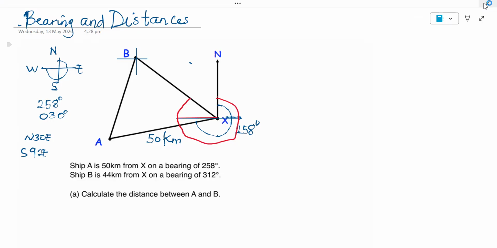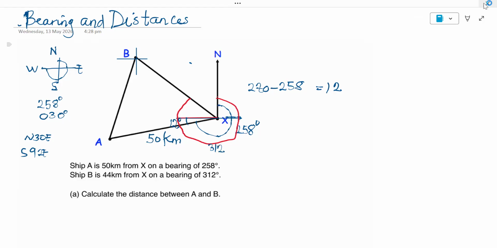Now we need this angle here. We need the angle here, right? So that angle is going to be the difference between 270 and 258, right? And if we take that difference, that is going to give us 12. So that means in this place, we have 12 degrees, right? Now, if you look at the second bearing from B, that is from X. Now, we note that from the beginning to this point is already stated to be 312 degrees.